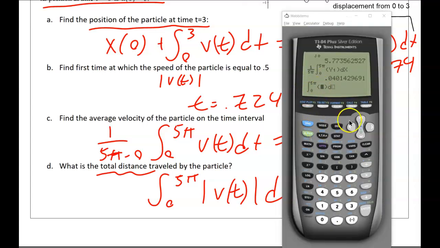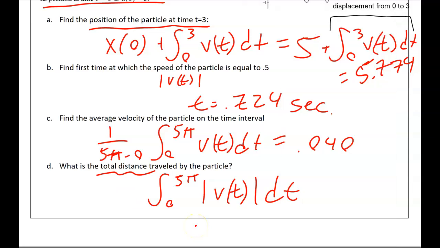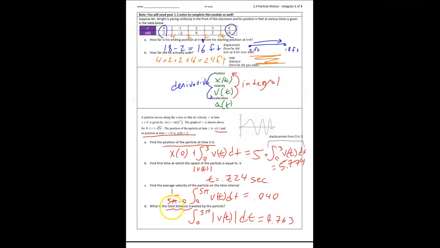So here I can do the integral from 0 to 5 pi, and then I can go math, and then over to absolute value again on the inside, and then type in y1, and this will give me my total distance traveled. And I'll spare you from having to watch the calculator think for a long time. You get 9.763.